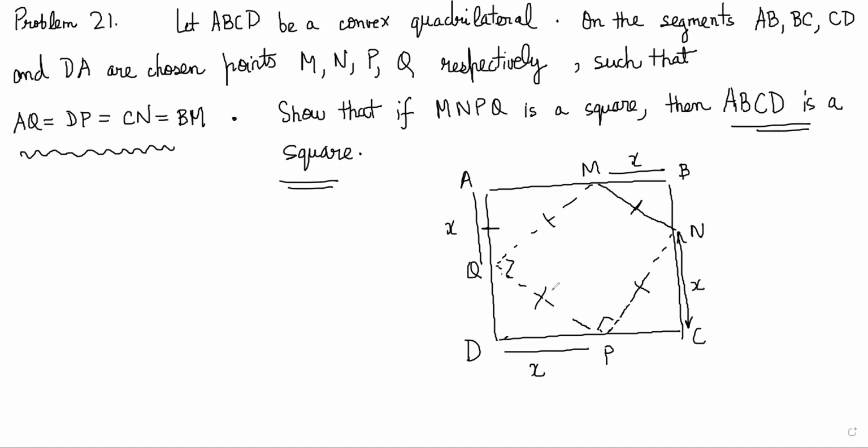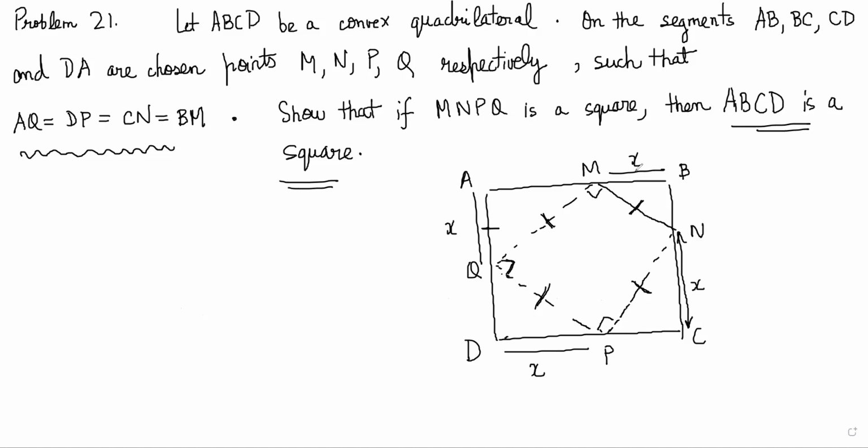If this quadrilateral inside, MNPQ, is a square, so I have already marked it like that. I have said that these sides are equal, and I'm assuming that MNPQ is a square, and all these angles are 90 degrees. And then we have to prove that ABCD is also a square, correct? Let's see how we approach this problem.